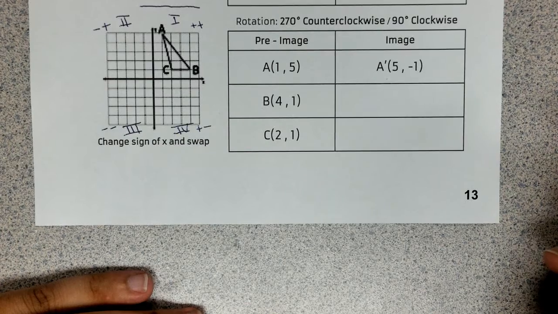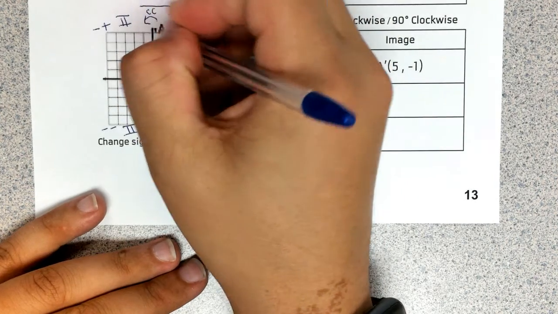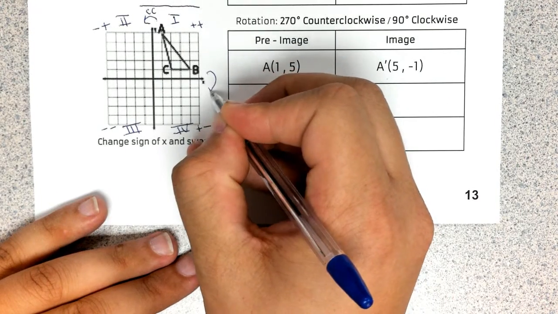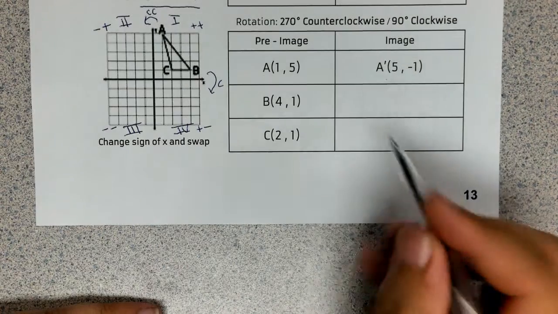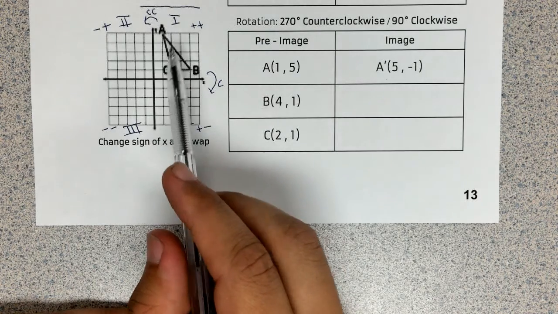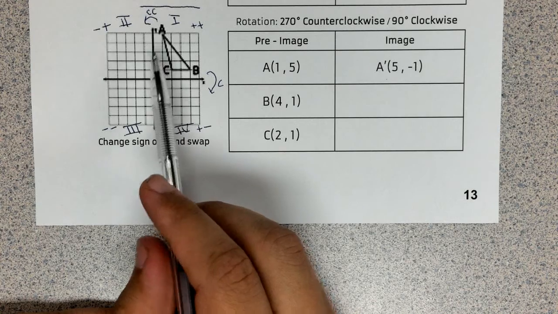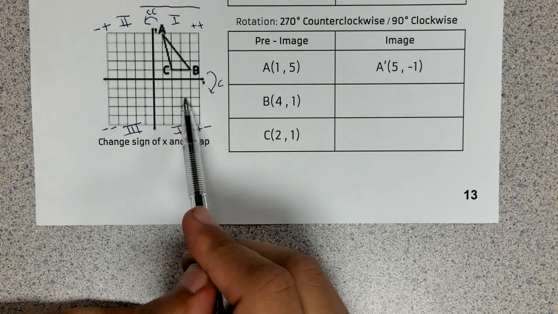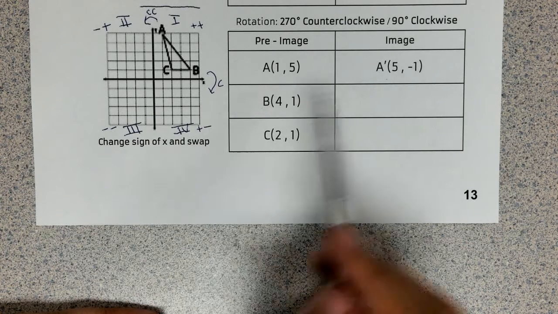Okay? And so once again, we're talking about going counterclockwise, which is the opposite direction of a clock, or clockwise, like so. And so if I'm going 270 degrees counterclockwise, if you've watched the other videos, you know that for every quadrant we jump, that's a 90-degree turn. So if I jump into this quadrant, that's 90, then 180, then 270, and notice my signs, positive, negative.